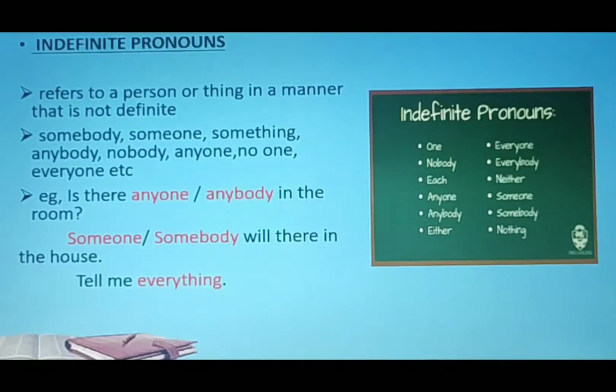Tell me everything. So the person is asking the other person to tell him or her everything. So this everything, it can include anything. It is not fixed or it is not clear. What does this everything include? So it refers to a person or thing which is not definite, which is not fixed.